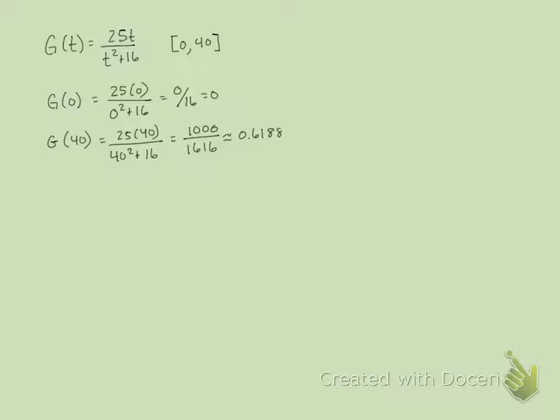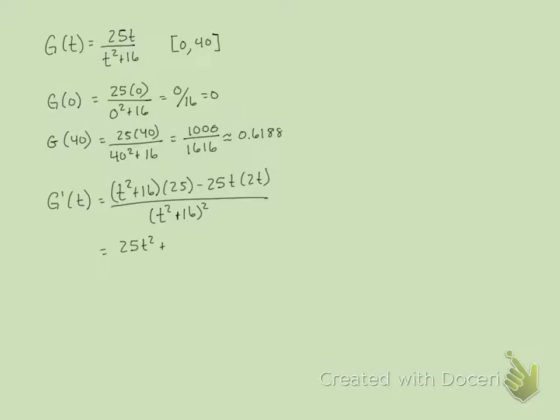We now want to look for local extrema. So we're going to find the derivative and set it equal to 0. We're going to find g prime of t, and to do this we're going to use the quotient rule. So let's take the bottom times the derivative of the top minus the top times the derivative of the bottom, all over the bottom squared. And we will simplify this. We'll get 25 times t squared plus 16, minus 25t times 2t, which is 400 minus 25t squared, all over t squared plus 16 squared. Notice I'm simplifying this because I'm going to be setting it equal to 0, so I want it to be as straightforward as possible. So there's our derivative.